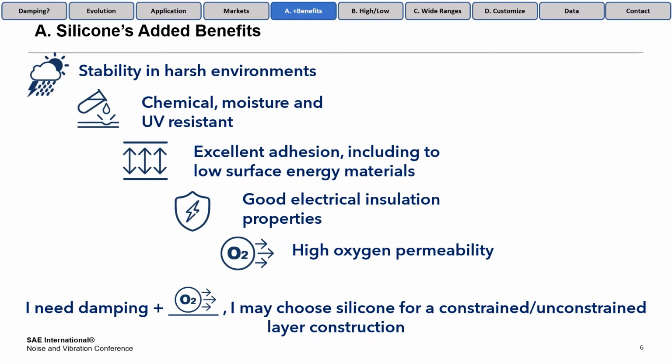So a quick example of how this would translate to the NVH space. Let's say you needed some damping properties plus your product was going to be outside. Then silicone would be a strong candidate for you.